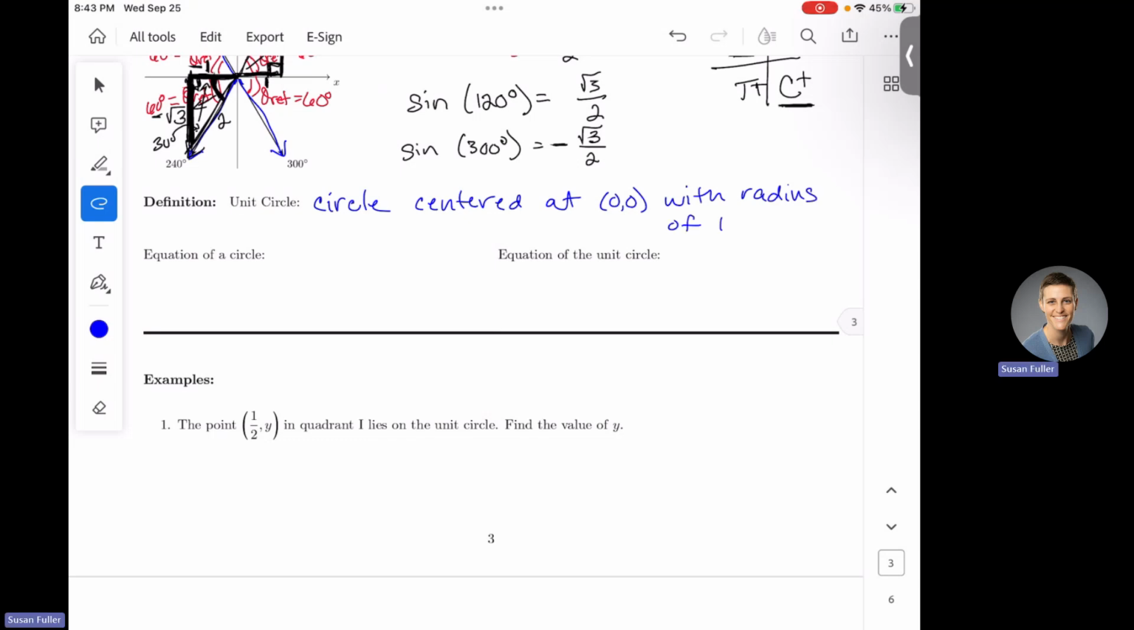That's what the unit part means. Unit means 1. The radius is going to be 1. It's a circle with radius 1. And specifically, our circle is going to be centered at 0, 0.